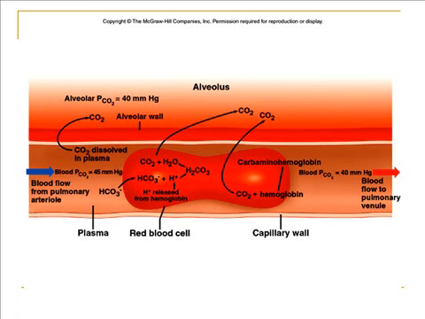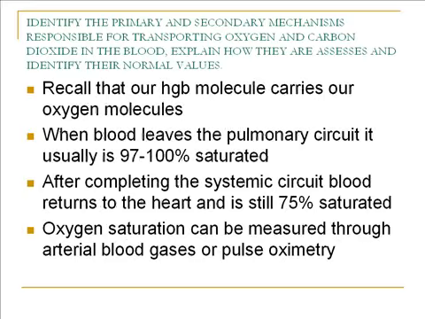So remember that we talked about our hemoglobin molecule carrying oxygen. When the blood leaves the pulmonary circuit, or it's leaving the lungs, it's 97 to 100% saturated. Once it goes all the way around the body, it's completed the systemic circuit. It still is 75% saturated.